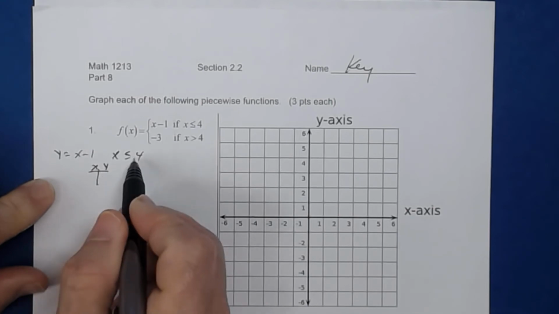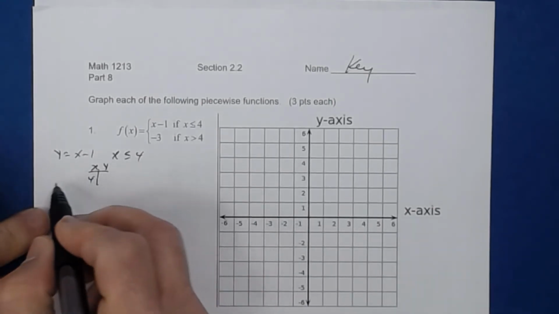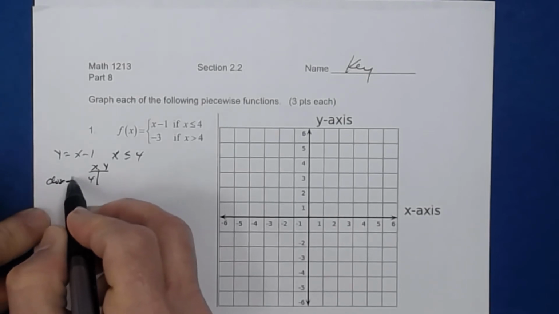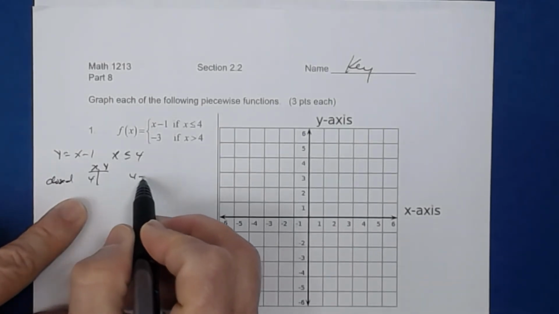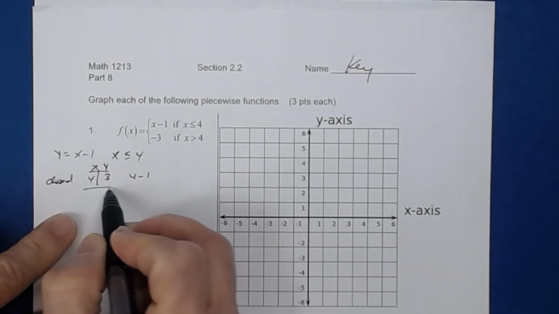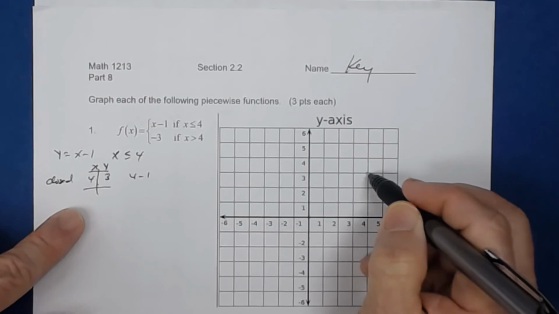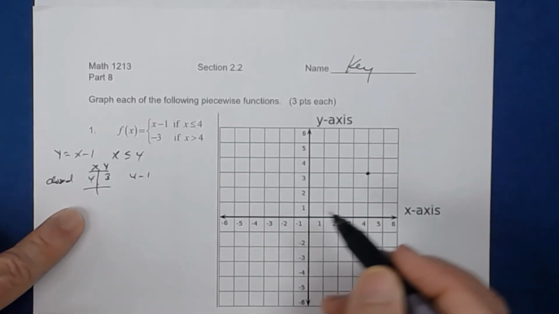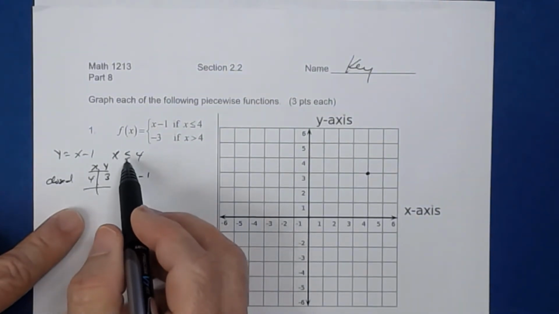So if x is 4, and remember, since that's an equal sign, when I plot that point, it's going to be a closed circle. So when x is 4, I get 4 minus 1, which is 3. All right, so there's one of my points. I'm going to go ahead and plot that point. So 4, 3 is here. All right, closed circle. Then I got to pick another value of x that's less than or equal to 4.